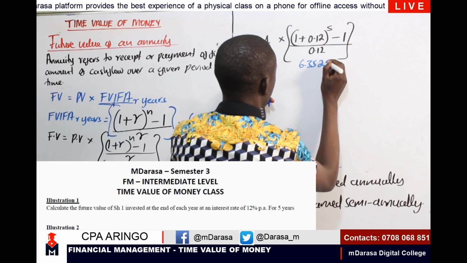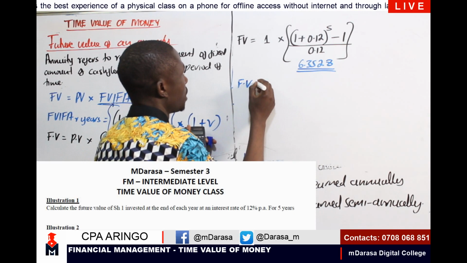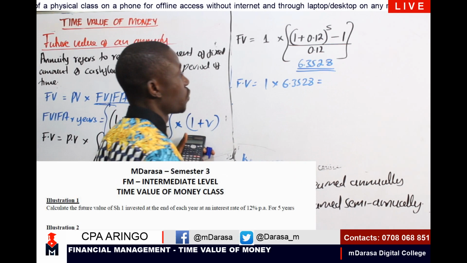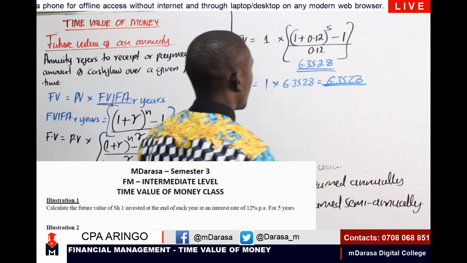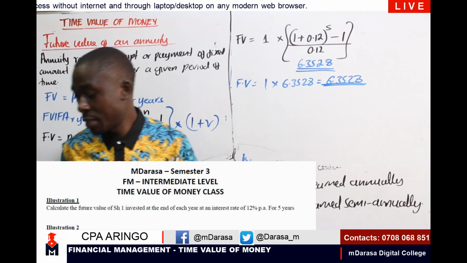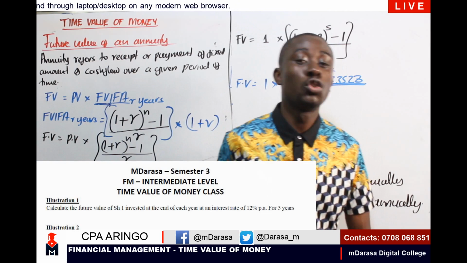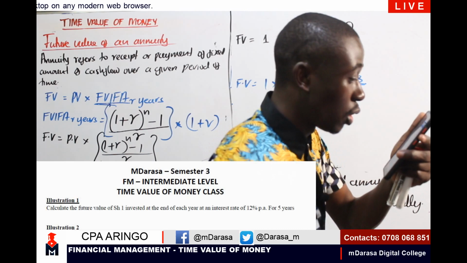So my future value in this case would be simple. I'll just have 1 times 6.3528, which of course gives us the same amount, 6.3528. So if I invest 1 shilling today and it earns an interest rate of 12%, at the end of 5 years I'll have 6.3528 shillings. Compounding, I'm determining this amount in future. And recall, the examiner was very specific: at the end of each year.